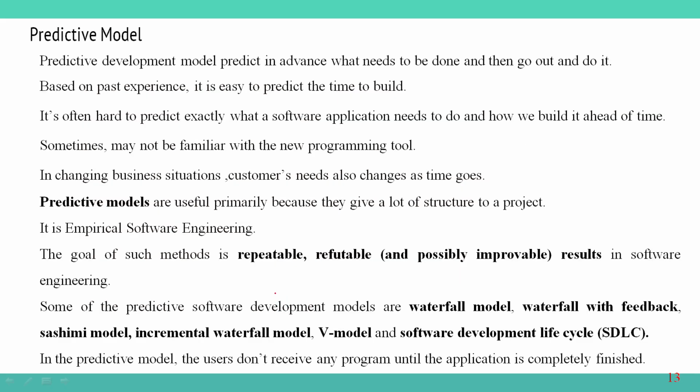Then next are the two models that we have discussed. One is the predictive model and second is the adaptive model. So what is a predictive model? Predictive development model predicts in advance what needs to be done and goes out to execute it. So what needs to be done, everything has to be defined. That is what we call it, it should be well defined. Whatever you are doing, that will be well defined.